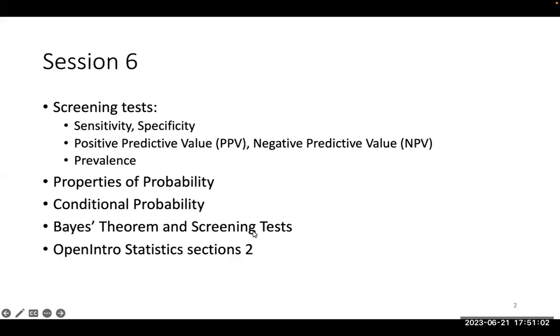Okay, probability and its application. So this is now, it's not session 6, so I changed the order a little bit. But as promised, we're going to talk about screening tests today.